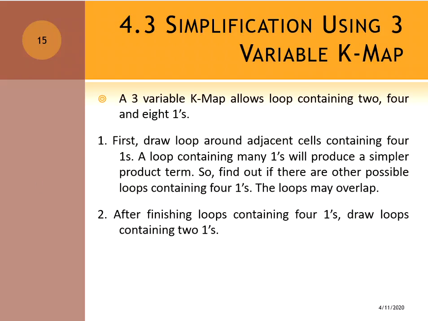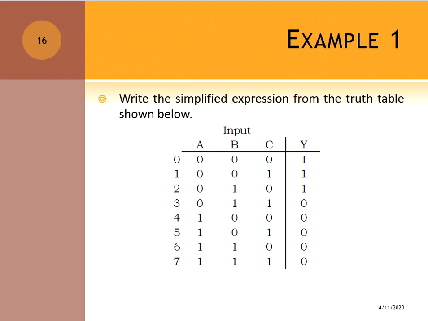Next, let's try to see the simplification using a three-variable K-map. A three-variable K-map allows loops containing 2, 4, and 8 ones. First, you have to draw a loop around adjacent cells containing 4 ones. A loop containing many ones will produce a simpler product term. So find out if there are other possible loops containing 4 ones. The loops may overlap. After finishing loops containing 4 ones, draw loops containing 2 ones. I will explain this based on an example.